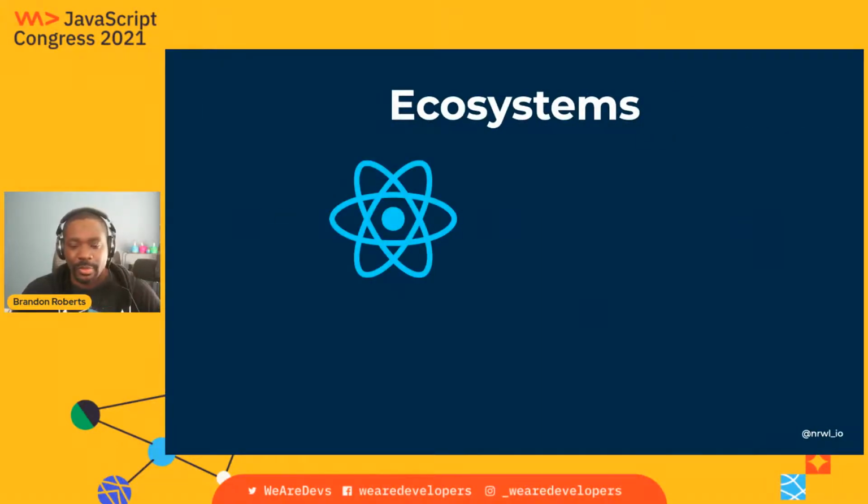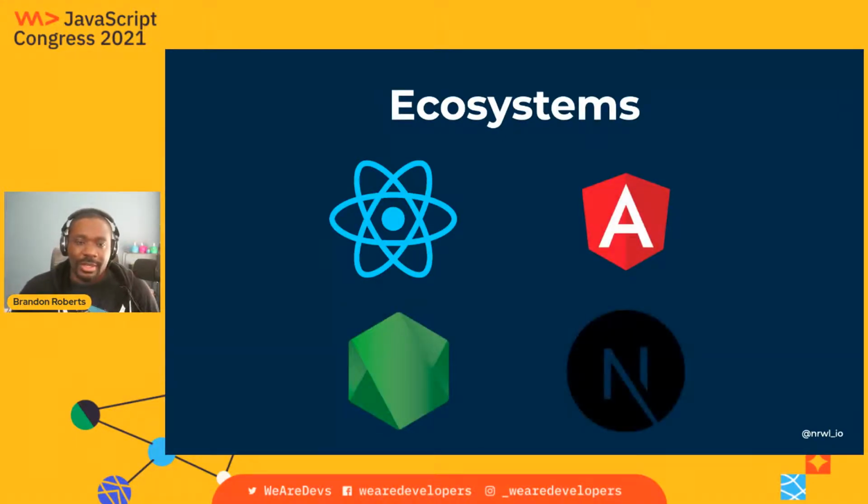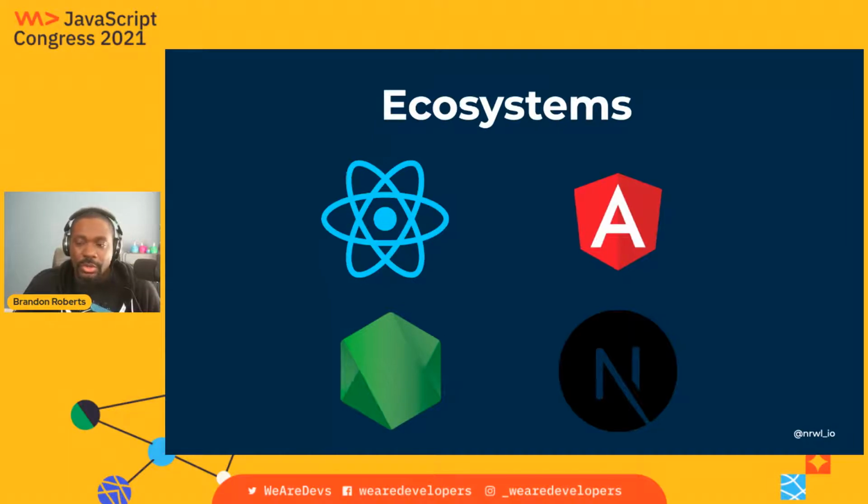And as I mentioned before, NX is a build framework that has first class support for React, and support for Angular and Node and Next.js and other ecosystems. So you can have this Angular scale in your monorepo, and if you were using these other technologies, you could integrate those also.